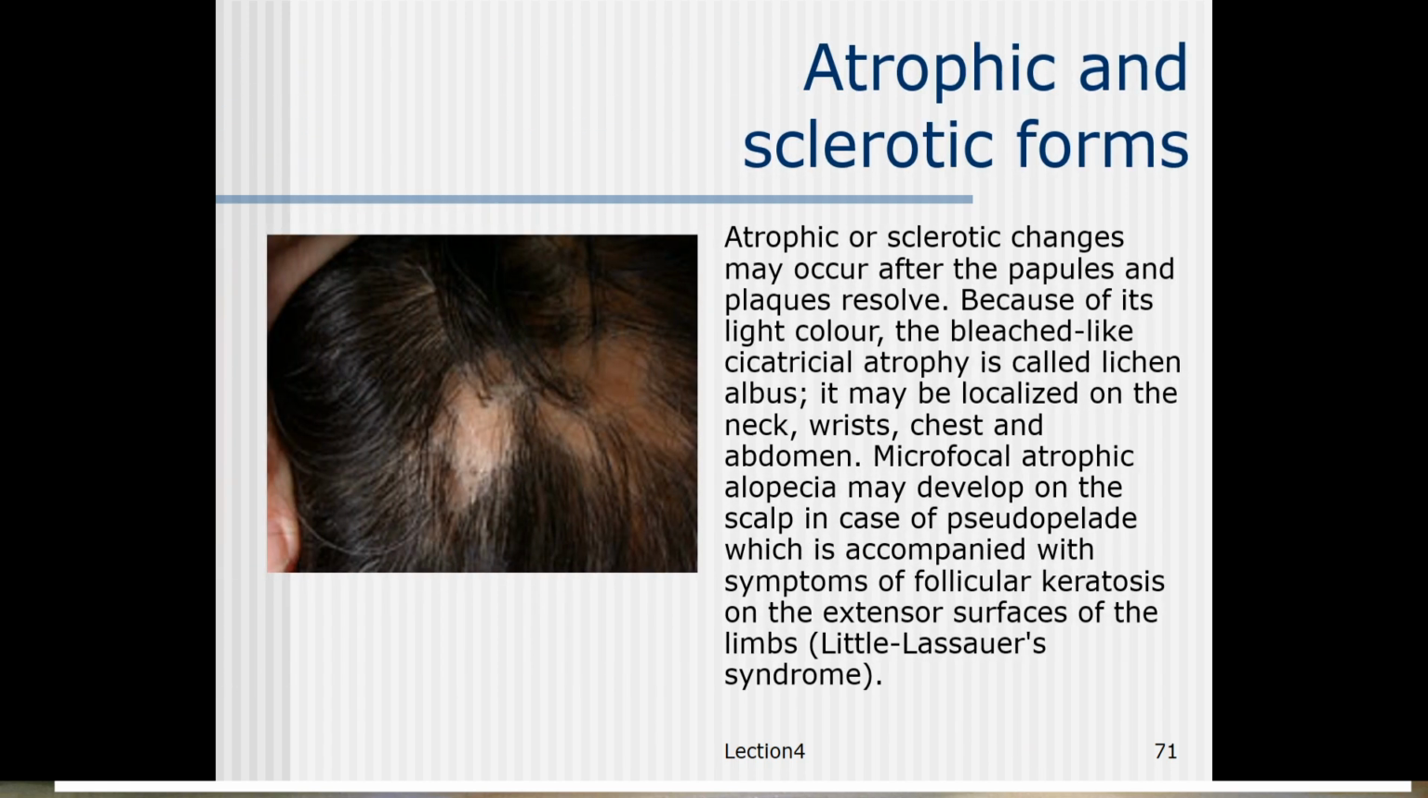Atrophic and sclerotic form. Atrophic or sclerotic change may occur after the papules and plaques resolve. Because of its light color, the bleached-like cicatricial atrophy is called lichen albus. It may be localized on the neck, wrist, chest, and abdomen.